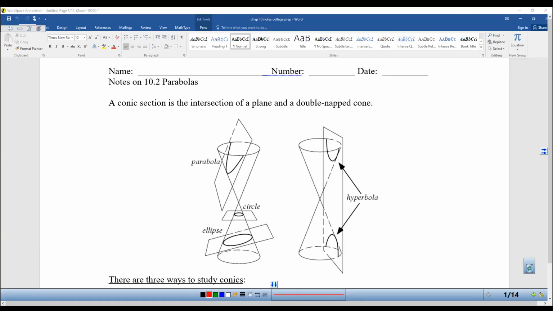Hello, everyone, and welcome to Precalculus. This is section 10.2 on parabolas. It's also the first lesson on something that we're going to call conics.